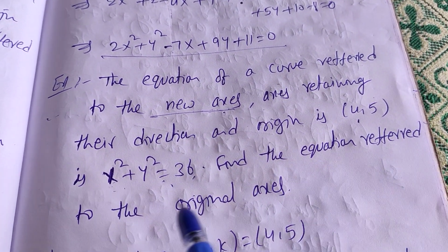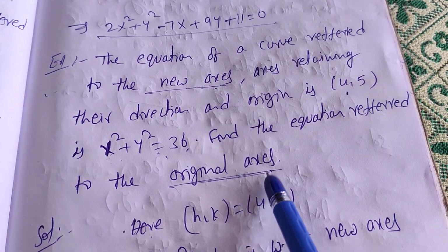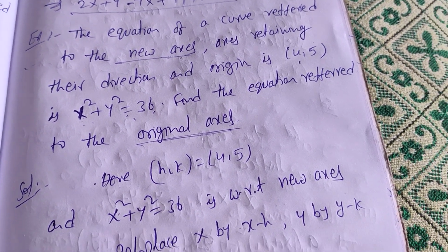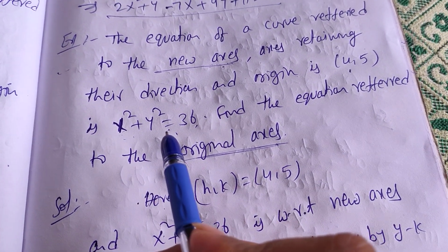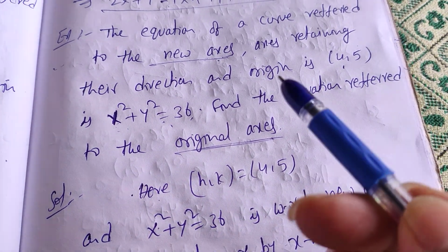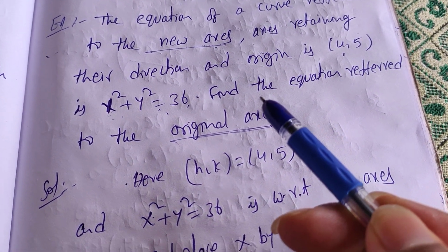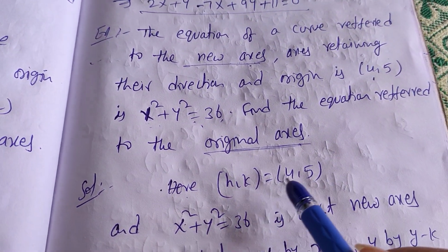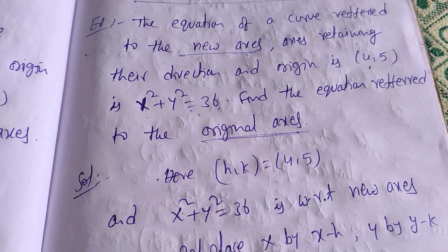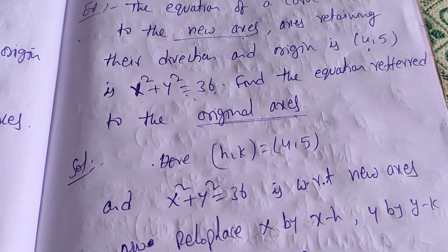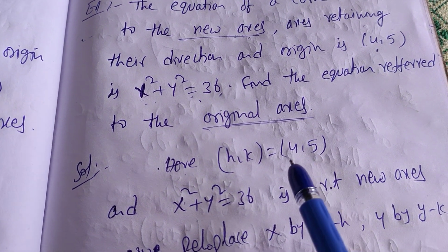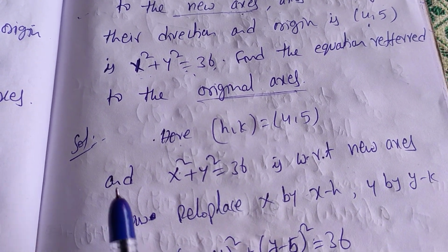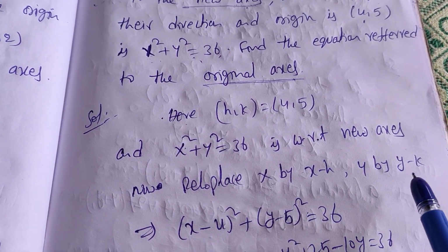Now we have to find the equation referred to the original axes. Original axes means we have to find the original equation, that is, in terms of small x comma y. That means capital X you have to replace by small x minus h, and capital Y replaced by small y minus k. Here the point h comma k is fixed, that is 4 comma 5. The given equation X square plus Y square is equal to 36 is with respect to the new axes. Now replace X by x minus h, Y by y minus k.